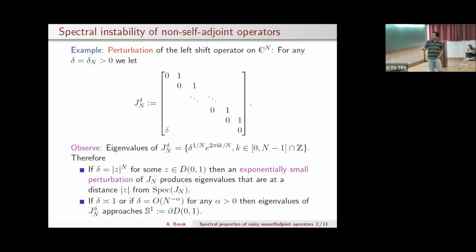So you see that this phenomenon basically tells you that if you consider any small perturbation, then it is possible to create eigenvalues which are away from the spectrum of the matrix that you started with. Okay, and so now let us build on this observation and try to do some fun experiment.